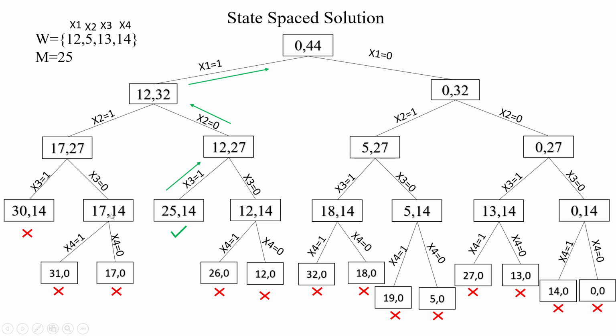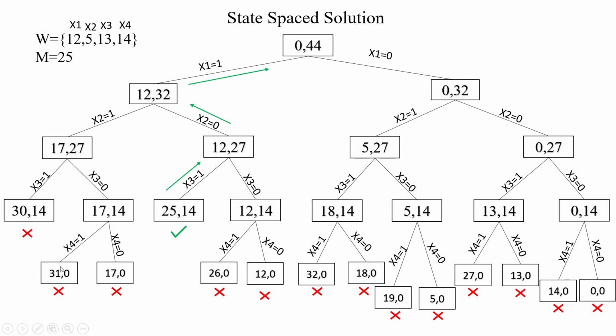From this node we will try by including the fourth weight, which is 14. By including the fourth weight 14, 17 plus 14 will become 31, and the 14 will be removed from the total weight. Then it will become 0. At 31 and 0, at this node we will see that it is exceeding the actual sum which we want, so we will not consider this node also because we cannot get the solution here.